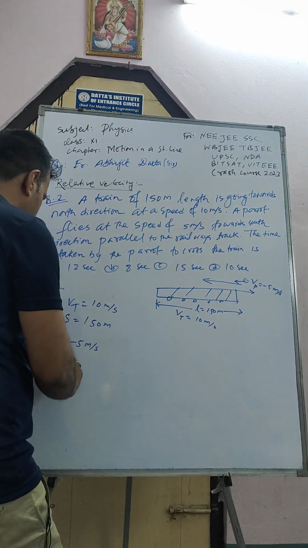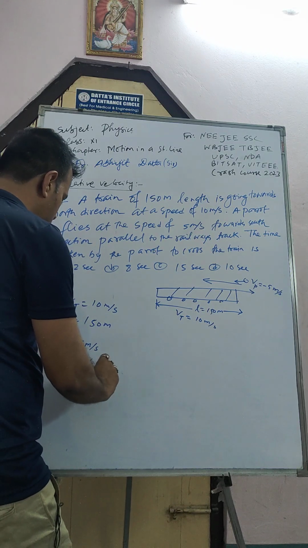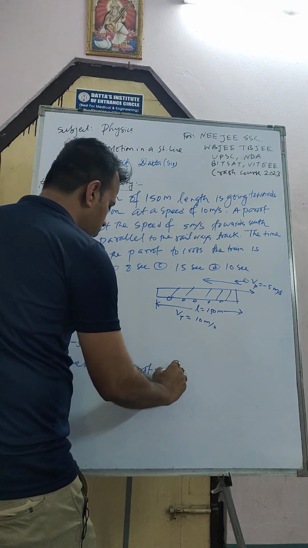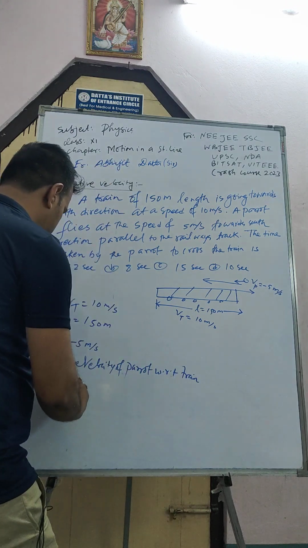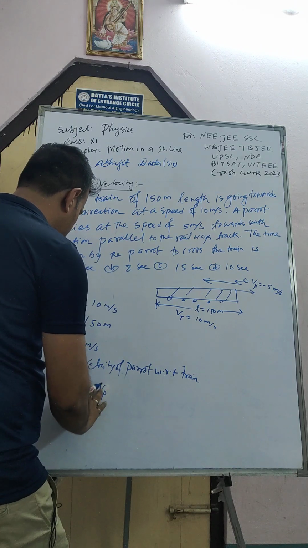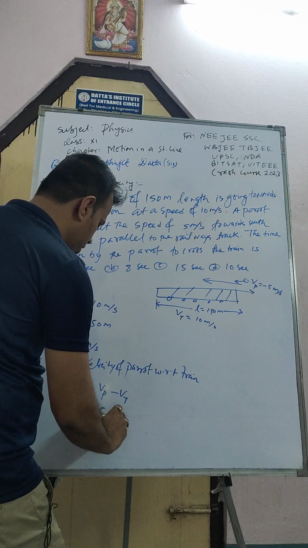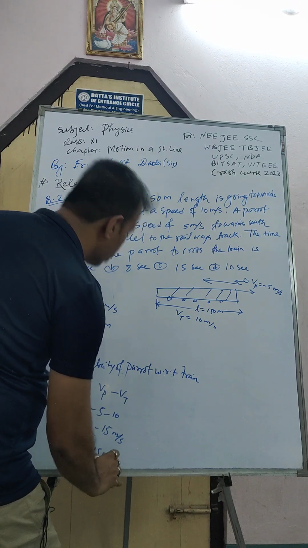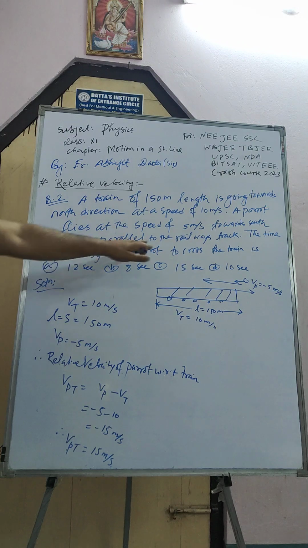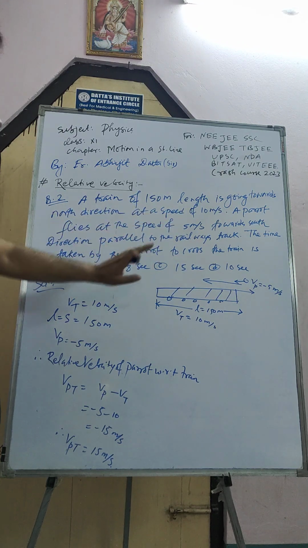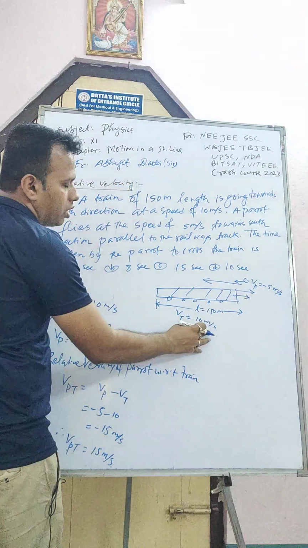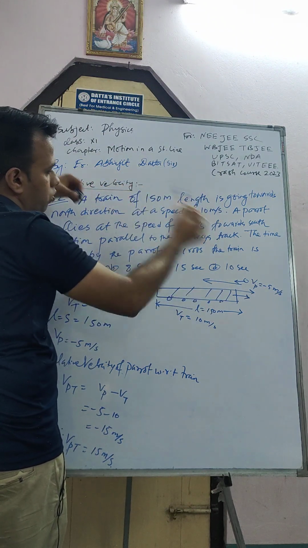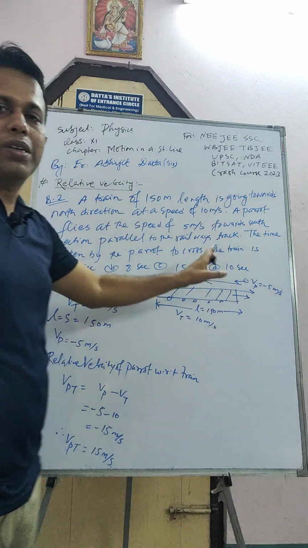So the relative velocity of the parrot with respect to the train will be VPT equal to VP minus VT. So it will be minus 5 minus 10, that is minus 15. If I consider only magnitude, then VPT will be plus 15 meter per second. So what is the time taken by the parrot to cross the train? The train moves in one direction at this speed, and the parrot moves in the other direction along the track. So what will be the time needed by the parrot to cross the train? We have to find this out.